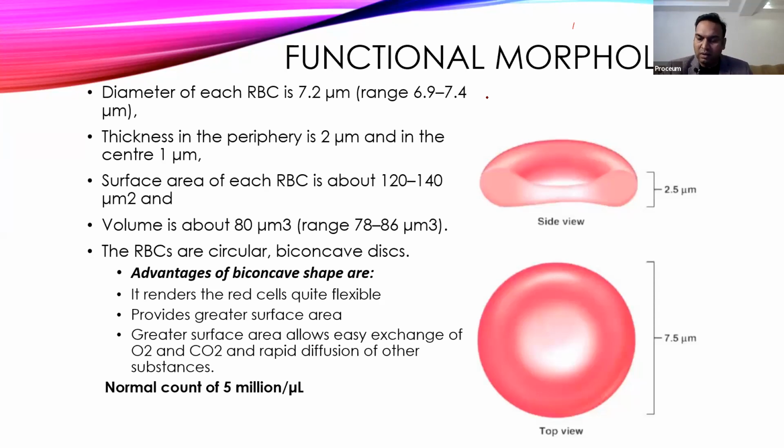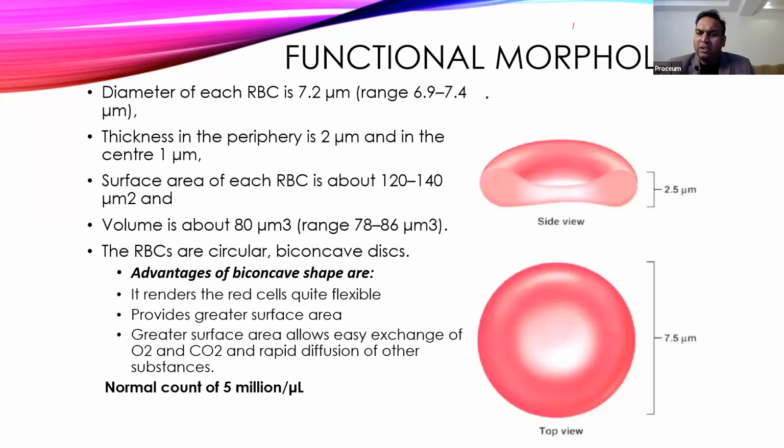And this unique shape of the RBC increases its surface area, to somewhere around 120 to 140 square micrometers. What is the advantage of this surface area? Why does the RBC need to have a large surface area?